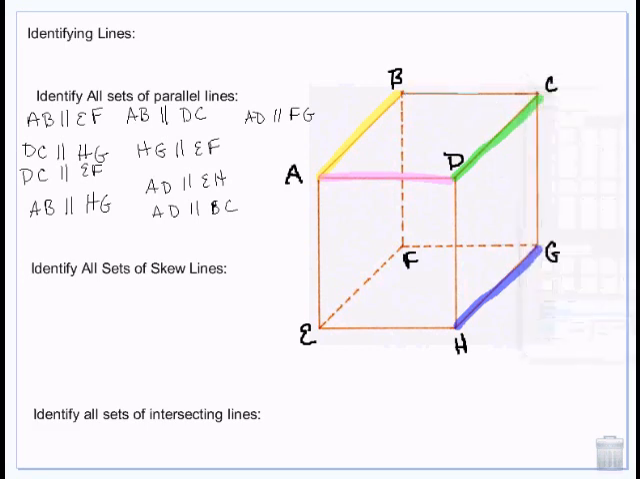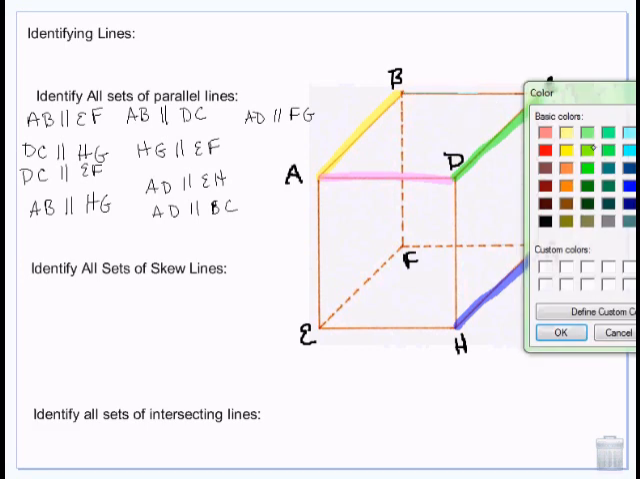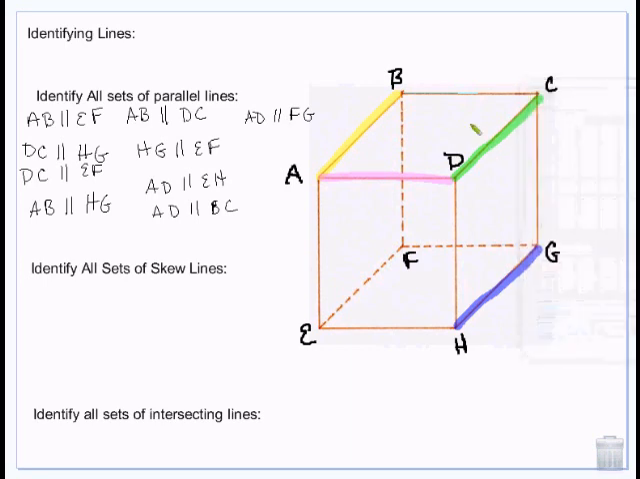BC. Oops. Oh, I meant to be highlighting green. I did BC green. So BC. What's parallel to BC? Yeah, FG. And we already did BC to AD. So EH, yeah. But yes, you're right. We just already had it.